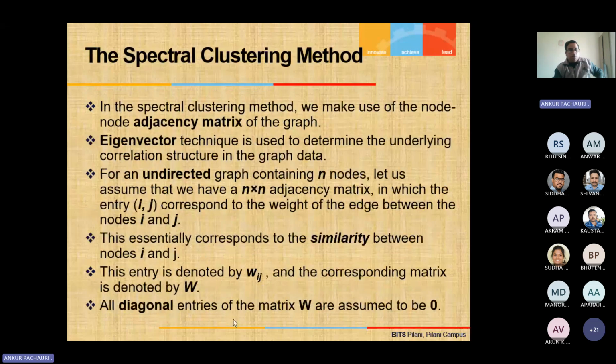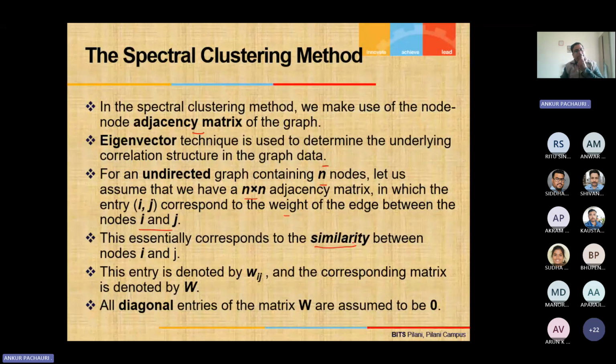Okay. So how do we do that? In the spectral clustering method, we use the node adjacency matrix. Obviously, if I'm talking about a node adjacency matrix, it is node to node, n cross n. Eigenvector techniques are used to determine the underlying correlating structures in the graph data. For an undirected graph, it contains n nodes, of order n cross n, in which the entry aij corresponds to the weight of the edge between those two nodes. So it can be a weighted graph as well. This essentially concerns similarity, how similar those two nodes are.